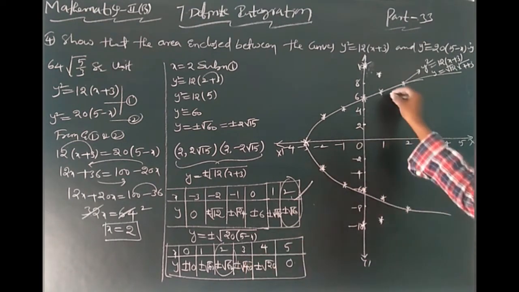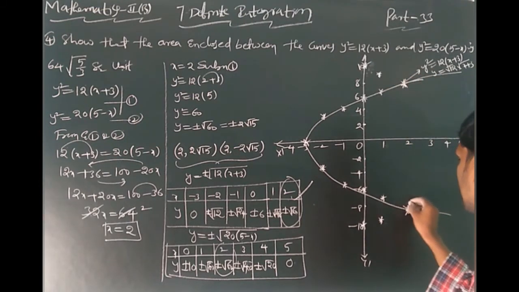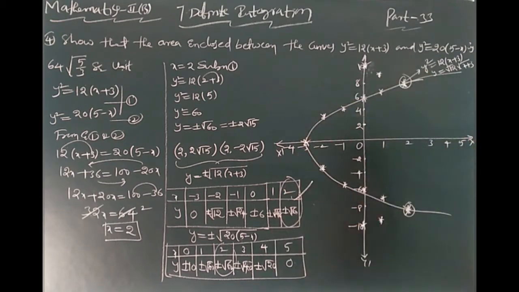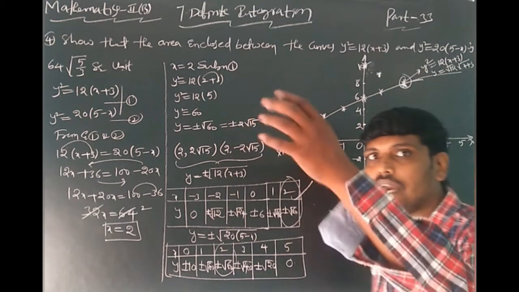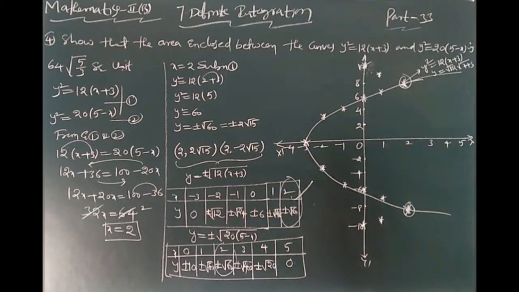The two curves have intersected. This is the intersection point. This is a very important intersection point. This point has intersection of both axes and both curves.